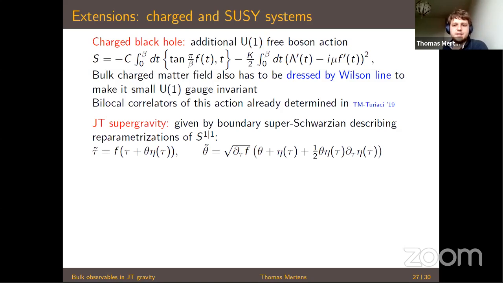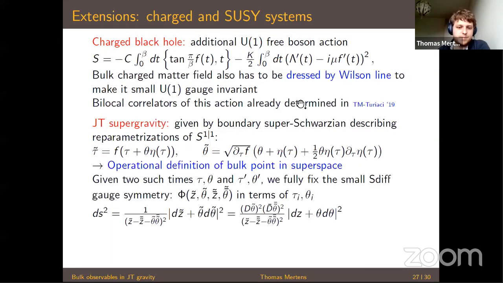A second extension you might try is to extend this to JT supergravity. I'm talking only about the N=1 case, the lowest amount of supersymmetry, which has very similar structures to ordinary JT gravity. In particular, it's fully determined by the boundary dynamics, which is a super Schwarzschild, describing reparameterizations not of a circle, but of a supercircle. I've written out these super reparameterizations here.